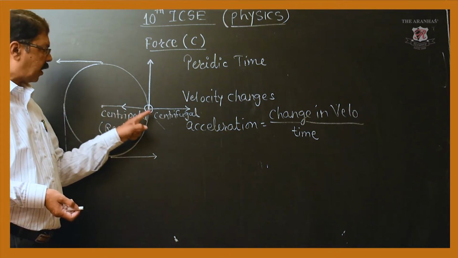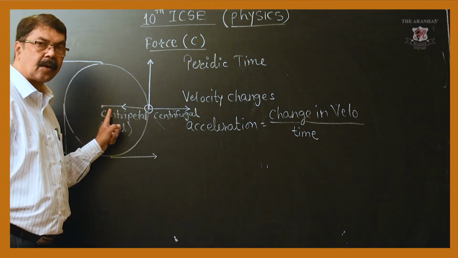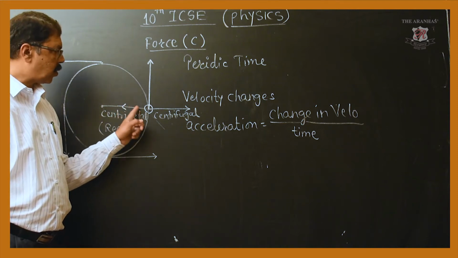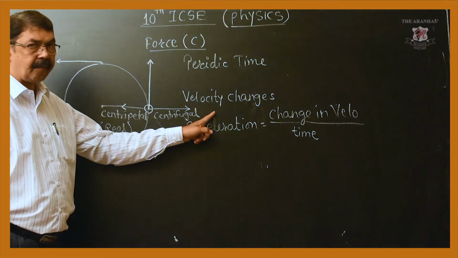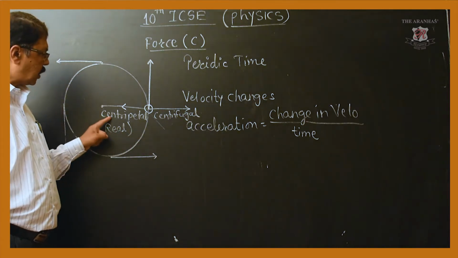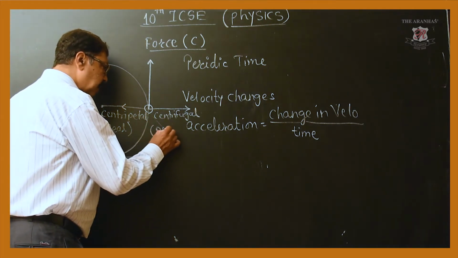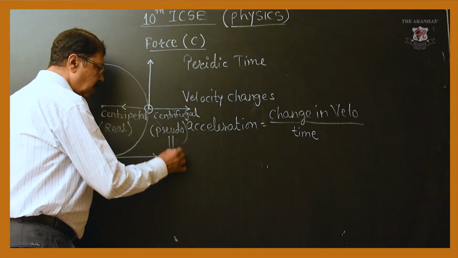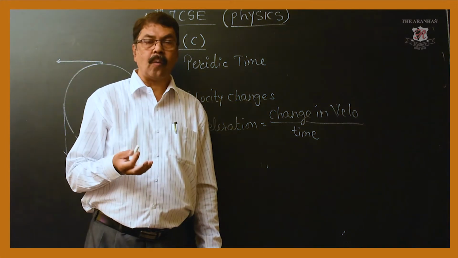The force acting on a particle in circular motion directed towards the center of the circle is called as centripetal force. The force which a particle experiences in circular motion directed away from the center of the circle is called as centrifugal force. This is a real force, and this is what is called as pseudo force. Pseudo means false. And this force is real, means we know from where it is coming.